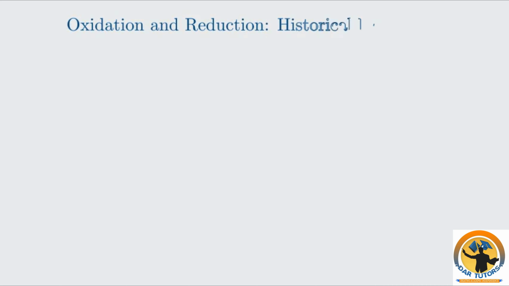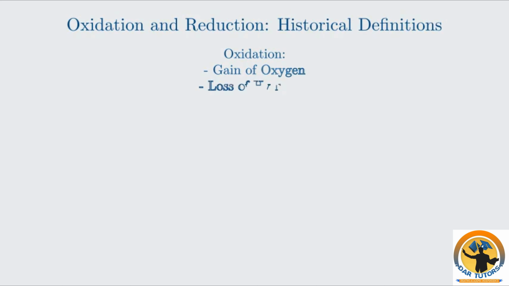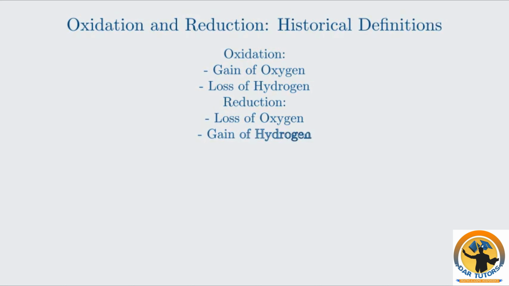Historically, these terms were defined in terms of oxygen and hydrogen transfer. Oxidation was the gain of oxygen or loss of hydrogen, while reduction was the opposite, the loss of oxygen or gain of hydrogen. Let's look at an example. When magnesium burns in oxygen to form magnesium oxide, we can say that magnesium has been oxidized because it has gained oxygen. The equation is 2Mg solid plus O2 gas gives 2MgO solid. The magnesium gains oxygen, so it is oxidized.